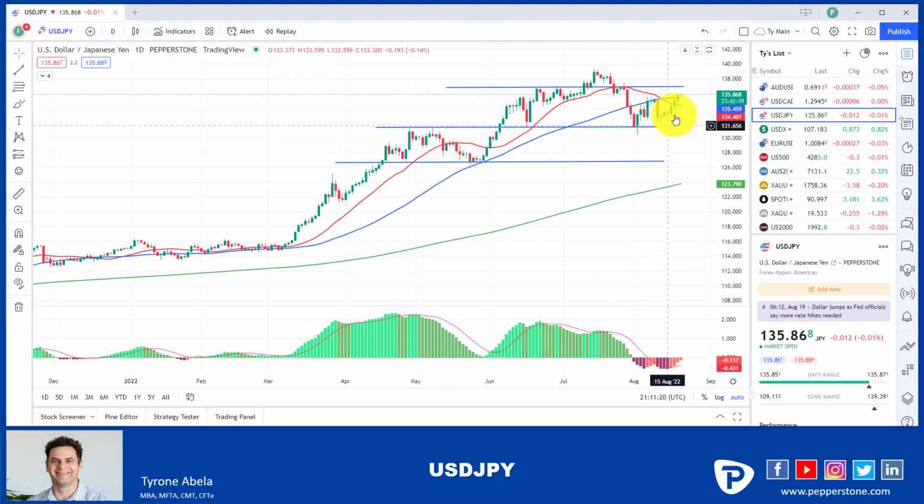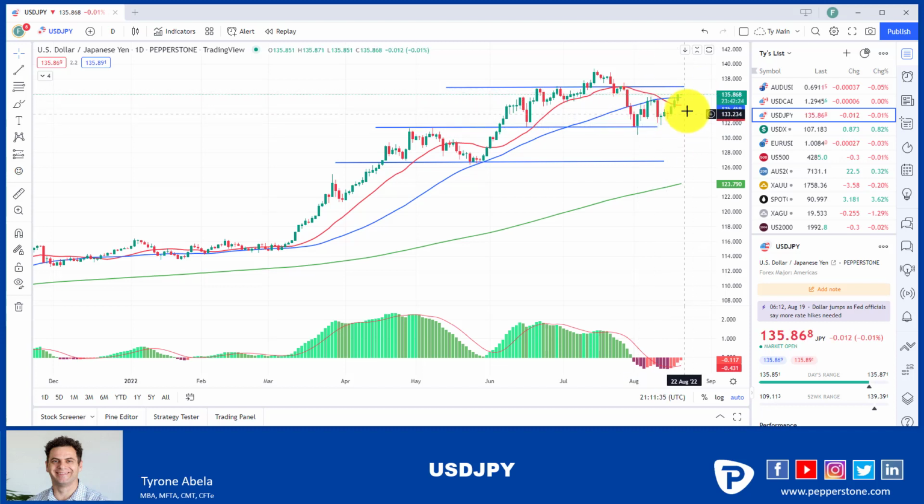When it retested with this candle, off it went. We can see that we've got the hammer candle there off the support. It's really targeting the 136.80 level. It looks like it wants to get there. It's around about 100 pips from here.